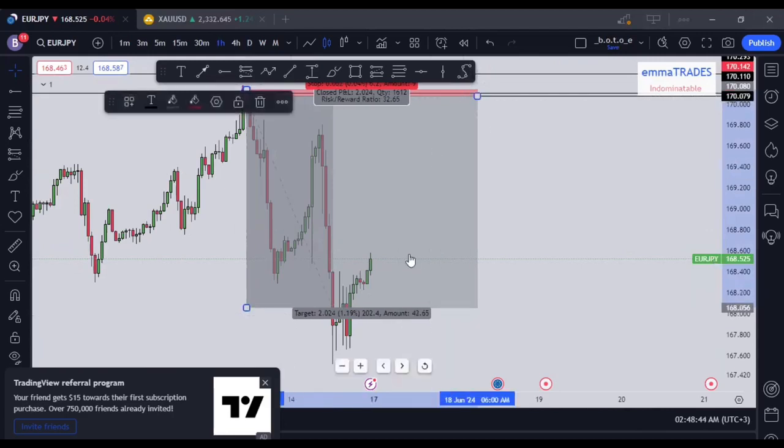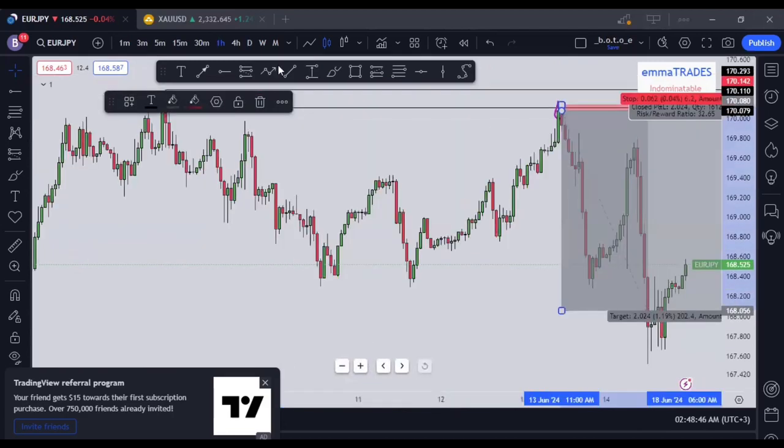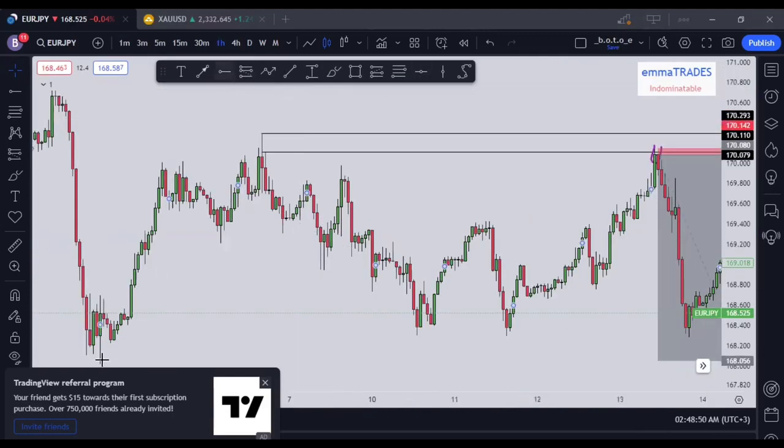Or my structure low was. So yeah, that was it. Very, very simple trade, very, very nice trade. This was the structure low that I had to target, and price came and smashed right through it.